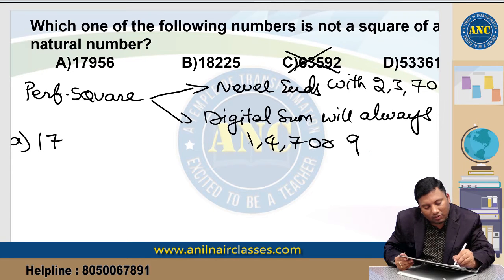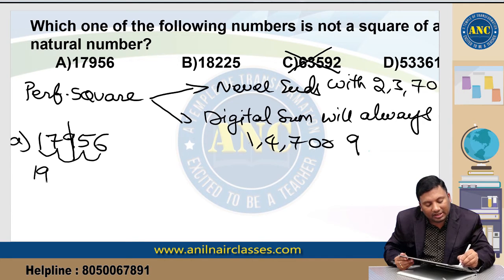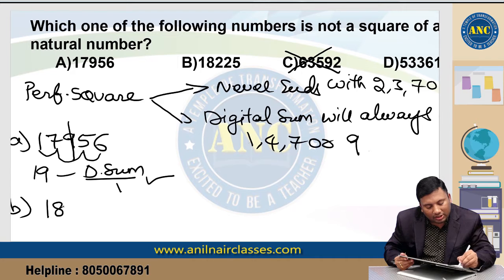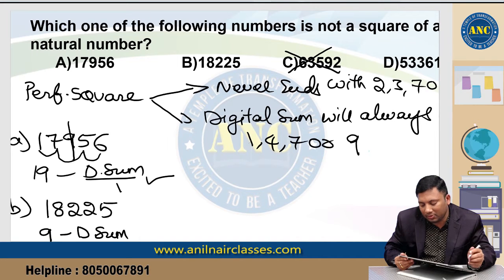First option, 17956. Let us use the digital sum. 9 is eliminated. 6 plus 5 is 11, 11 plus 7 is 18, 18 plus 1 is 19. The digital sum of 19 is 1. This could be a possibility. Second one, 18225: 9 plus 9 is 18, digital sum 9. This could be the possibility.